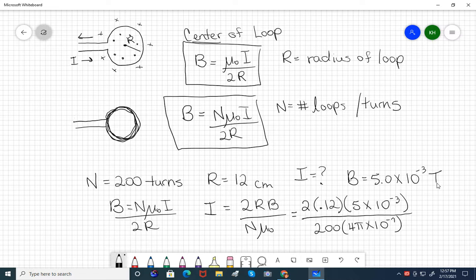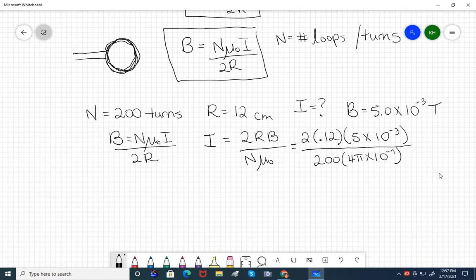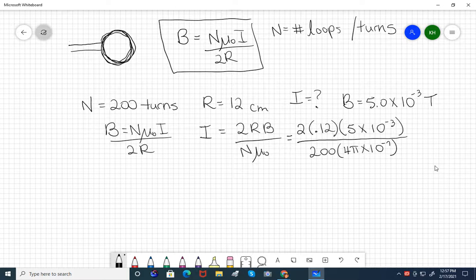One thing I want to point out is the number of loops is generally considered to be an exact quantity, so it never affects your significant digits. Something that you can physically count, and you can count how many times you wrap that coil around, can be considered exact. And all we do is punch that in a calculator and we get 4.8 amps.